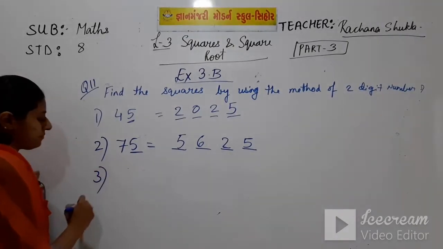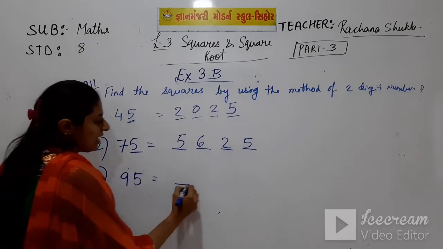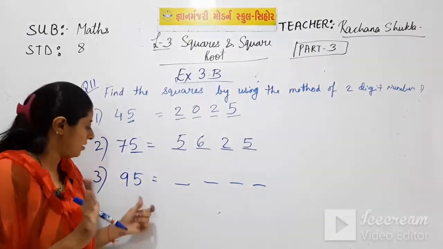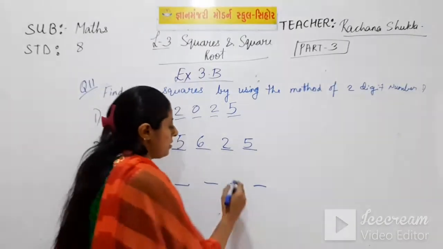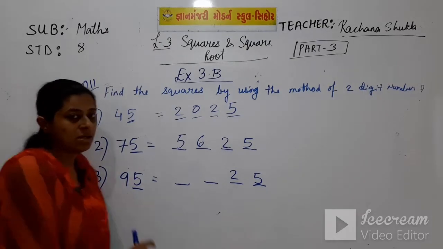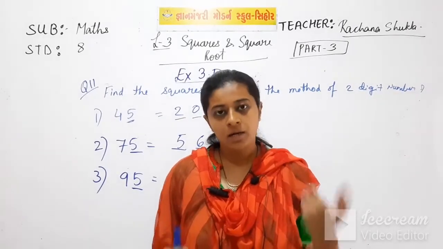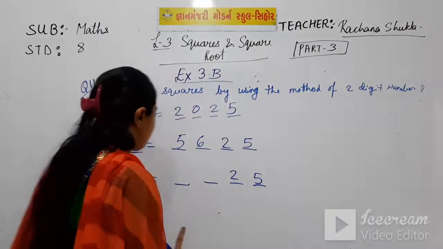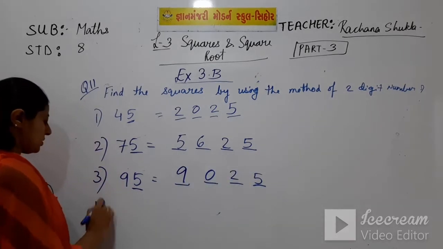The third one, 95. Again a 4-digit answer, and 95 means 5 here. So the last two digits will be the square of 5, that is 25. Put here 25. Now this number 9. So what is the number after 9? After 9 comes 10. Multiply both the numbers 9 and 10. 9 10s are 90. 9025 is your answer.